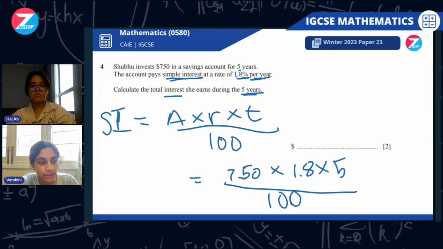So now if you put that in your calculator, 750 times 1.8 times 5 divided by 100, you should get 67.5, which is our final answer.